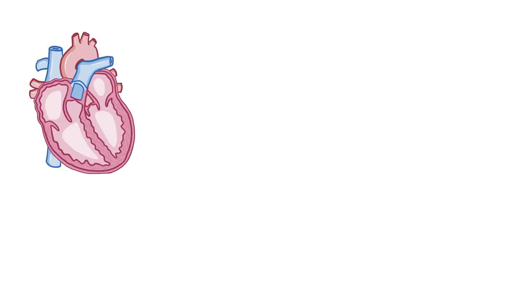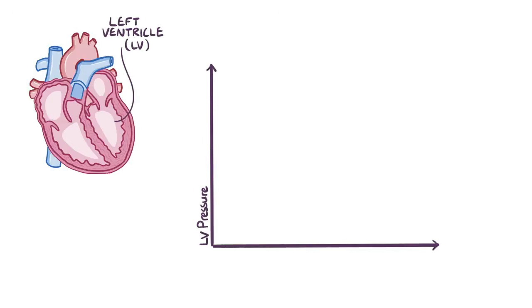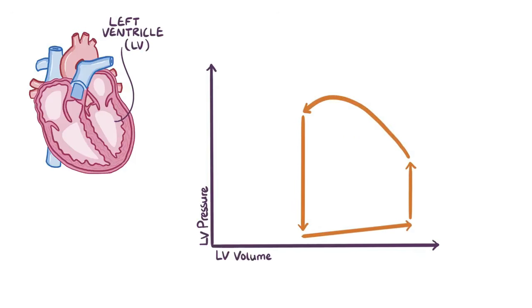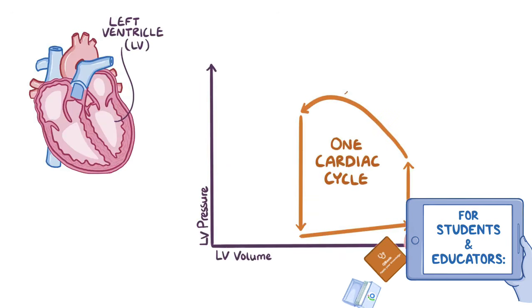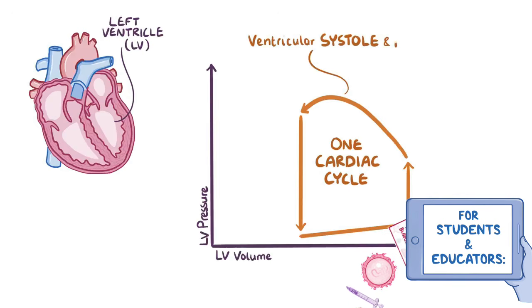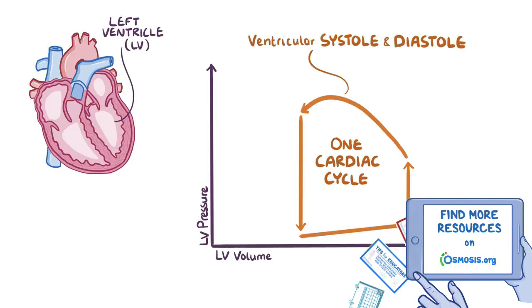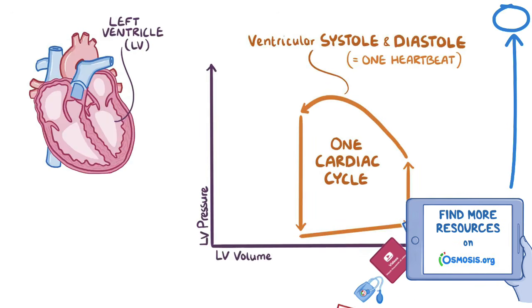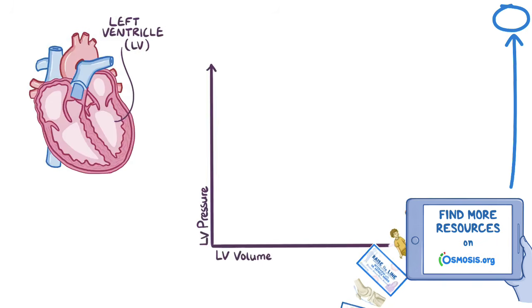Pressure volume loops are graphs where the pressure inside the left ventricle is on the y-axis and the volume of the left ventricle is on the x-axis. Each loop represents one cardiac cycle, including both ventricular systole and diastole, or more simply, one heartbeat. Alright, let's start at the lower right-hand corner.